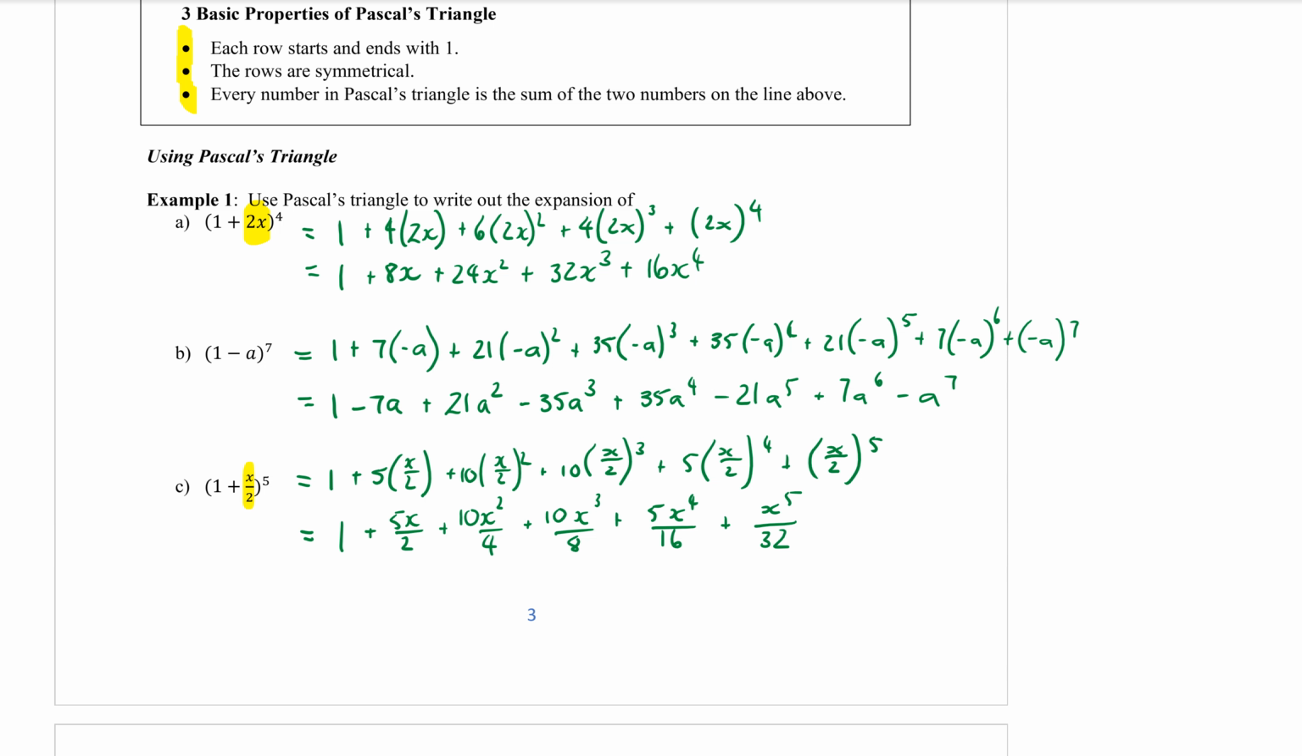Now we have expanded, we've simplified, but there is actually a little bit more simplifying that can be done. For example, 10 and 4, we can divide by 2 to be a 5 and a 2. And also here, divide by 2, we get 5 there and 4 there. So we'll just rewrite that with the simplified fractions.